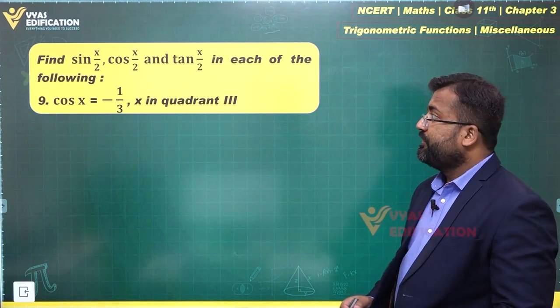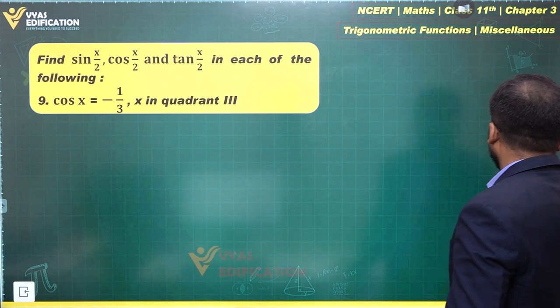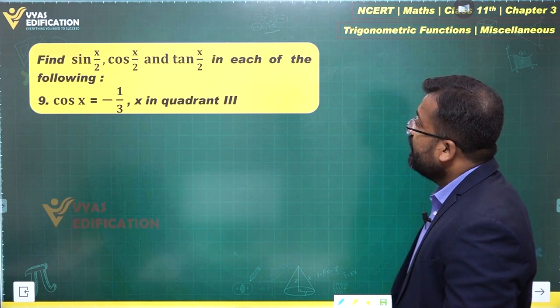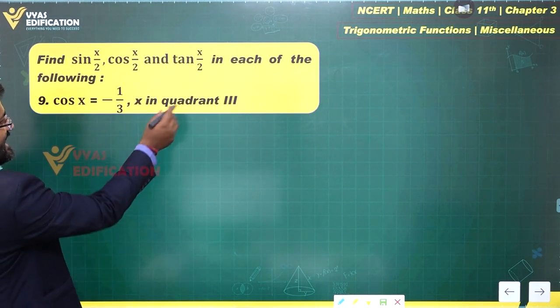Let's see this question. Cos x is equal to minus 1 by 3. Now here we can use the approach of cos x by 2. Sin x by 2, cos x by 2, and tan x by 2 have to be found for this, where x lies in the third quadrant.